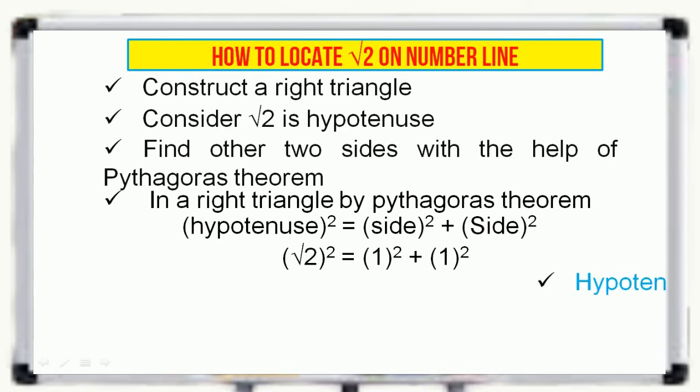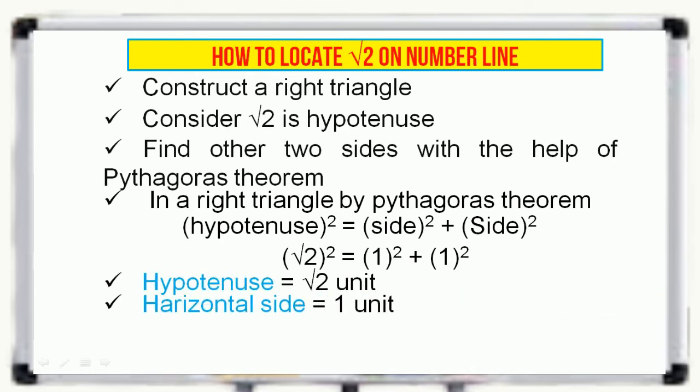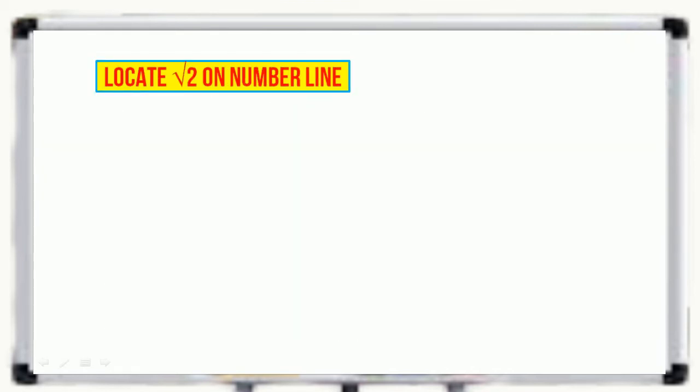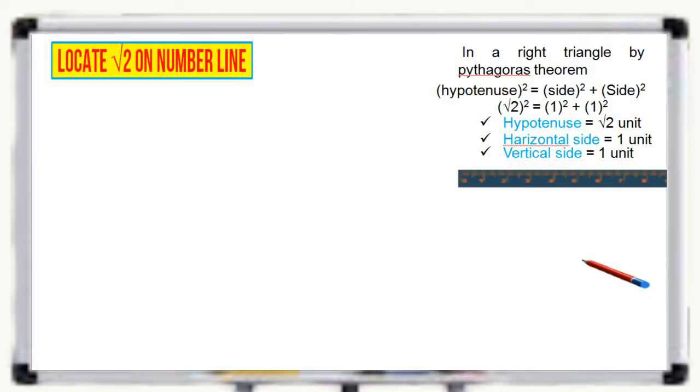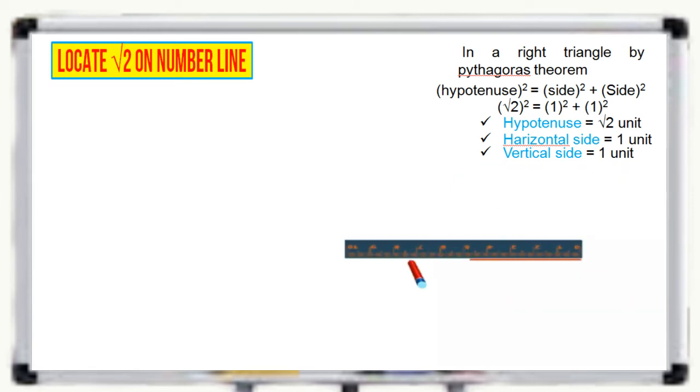So the equation is balanced. So here we have to take the hypotenuse as square root of 2, and the horizontal side is 1 unit and the vertical side is also 1 unit. With these measurements we have to locate square root of 2 on the number line. So here hypotenuse is equal to root 2 units, horizontal side is 1 unit, vertical side is 1 unit. To locate square root of 2, first we have to draw a number line.